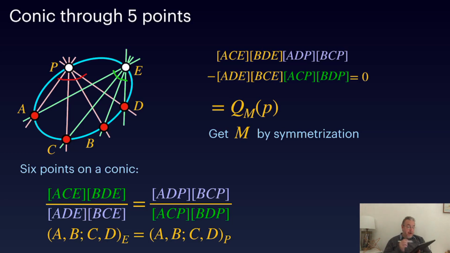You can think of it even in a different way. So fix a conic, fix 4 points on that conic, then any other point sees these 4 points under the same cross ratio. So the cross ratio is an invariant of the conic and the 4 points on the conic.